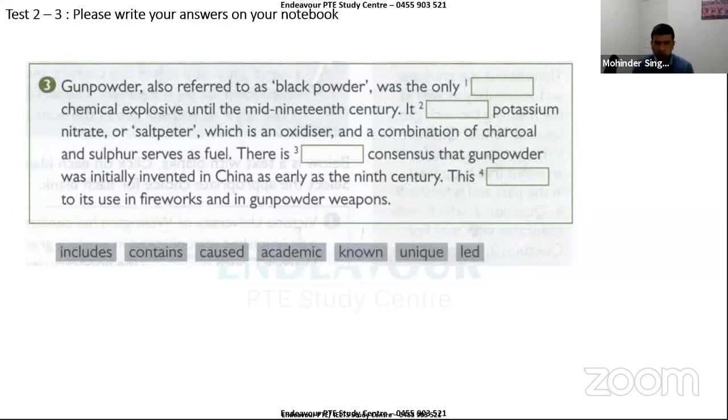Consensus. Last one is this led to. Lead. Its use in fireworks and gunpowder weapons. Remember here, this is used as a possessive. So this is where people sometimes, when you write it, you are confused between whether you need an apostrophe here or not. In this case, you don't need one, because you're making reference to possession.